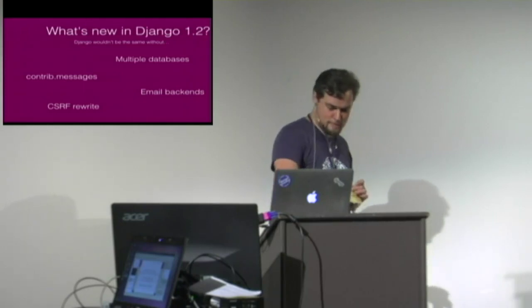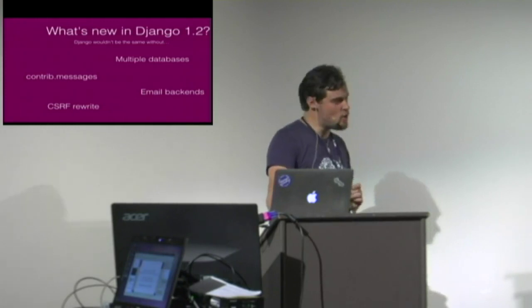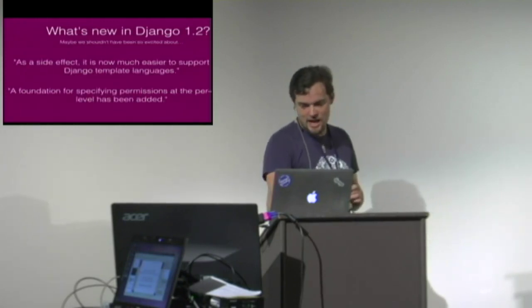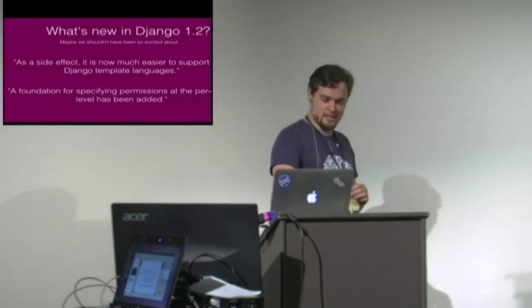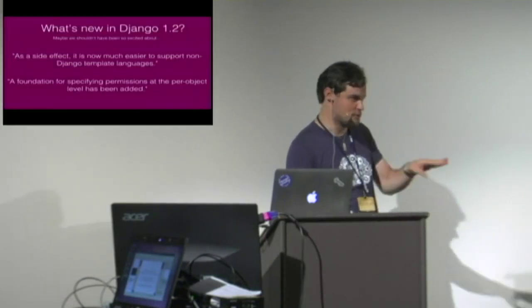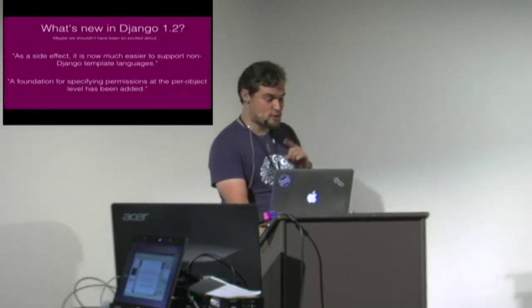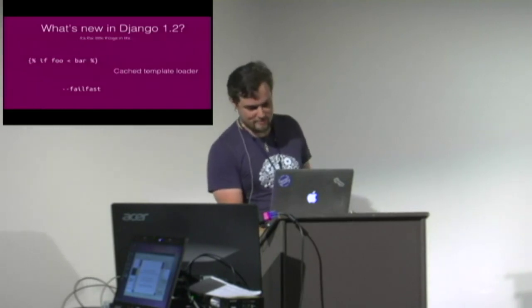There are two spectacular lines that I'm quoting from the 1.2 release notes here, which didn't quite mean what they read like. "As a side effect, it's now much easier to support non-Django template languages." Took us a little while to get there. And "a foundation for specifying permissions at the per object level has been added." What this actually meant was there was a hook in the admin change view where you could override the permissions. That was the only place there were any hooks. It's not really quite the same thing. The first one we've now solved, the second one we haven't.